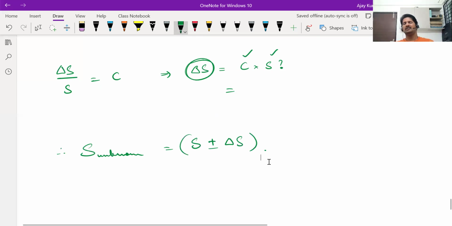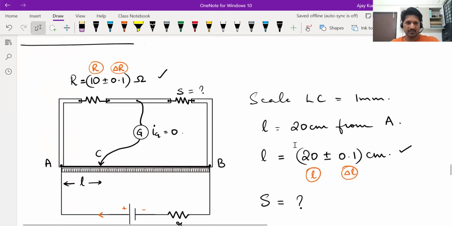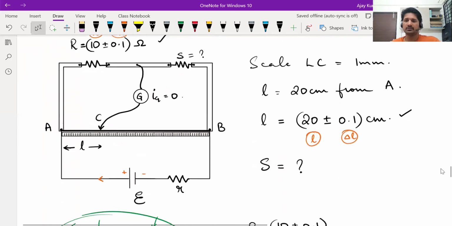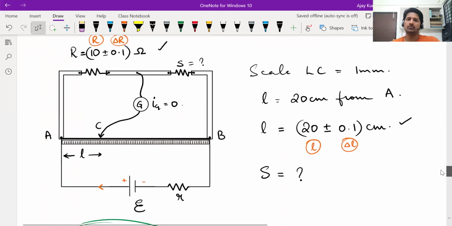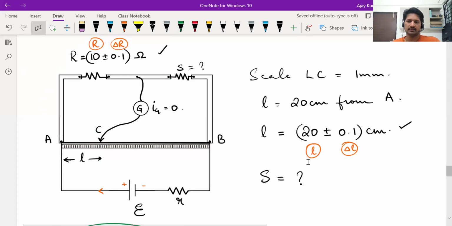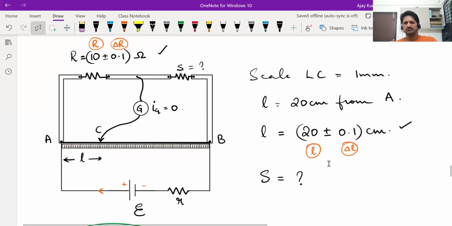Okay. Anyway, these are slightly high level questions. In mains, they may not ask questions like this, but in advanced, it's quite possible. Okay. Especially this is an actual experiment that you will have in your 12th class. Okay. So you will have to know how to do error calculations in measurements. Fine.